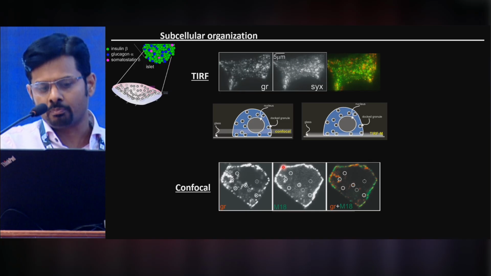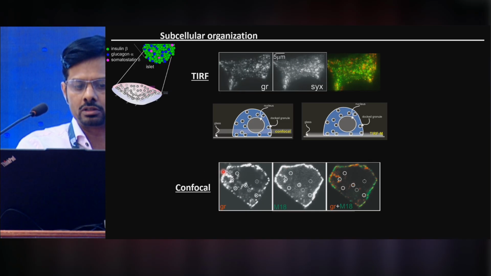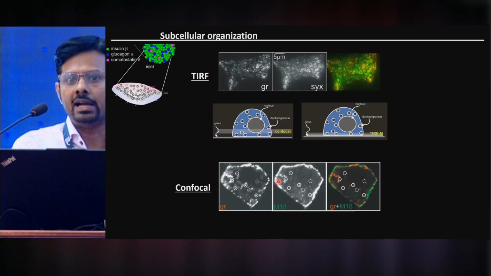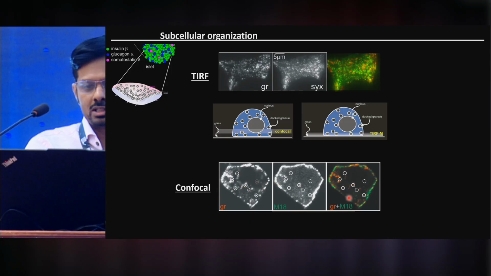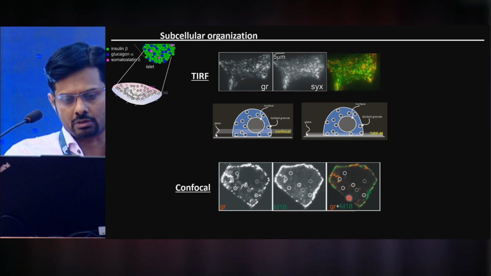Comparatively, with a confocal microscope, which most people use, you can also see these insulin granules in the periphery. This is where they are generated in the cytoplasm and they come to the membrane. This is what we are interested in, to study trafficking in terms of insulin secretion.